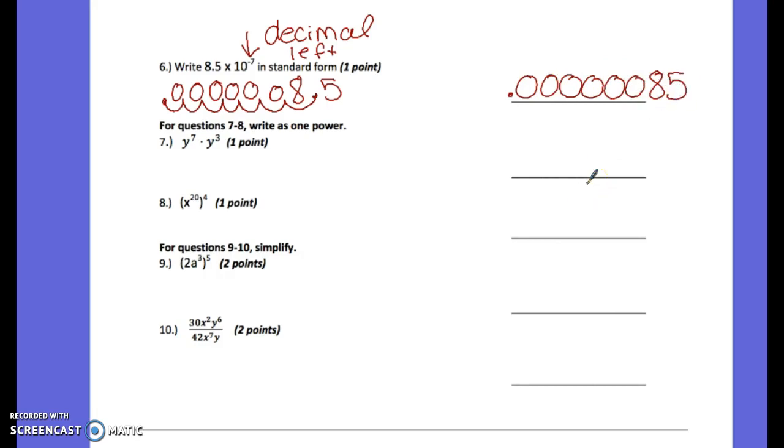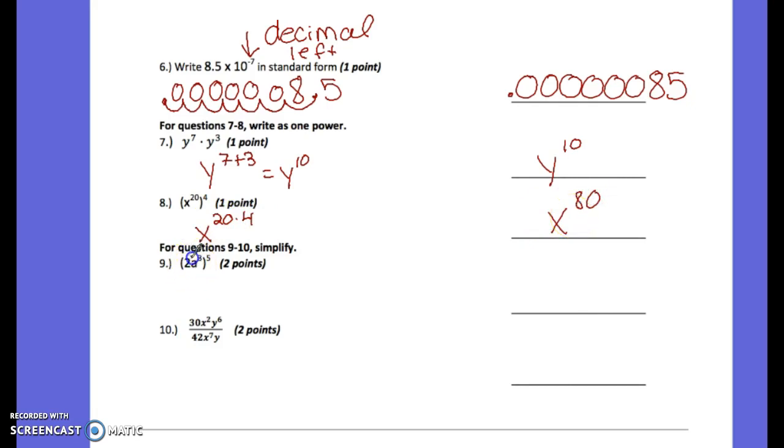Number 7, remember when you multiply, you add. So you have y to the 7 plus 3, which equals y to the 10. When you're raising a power to a power, you multiply. So it's x to the 20 times 4, which is x to the 80th.